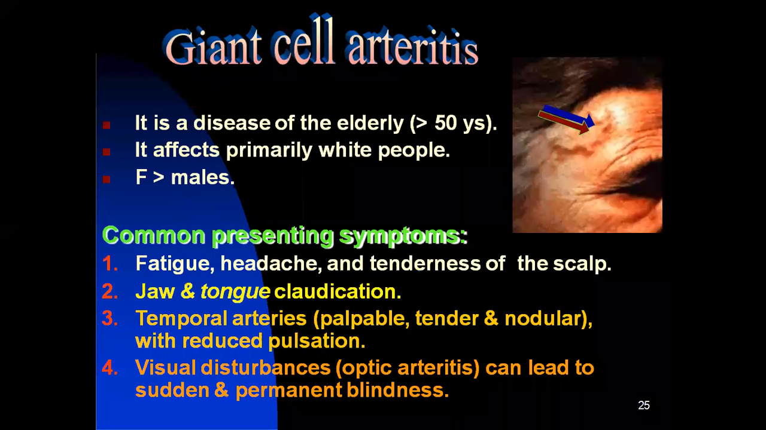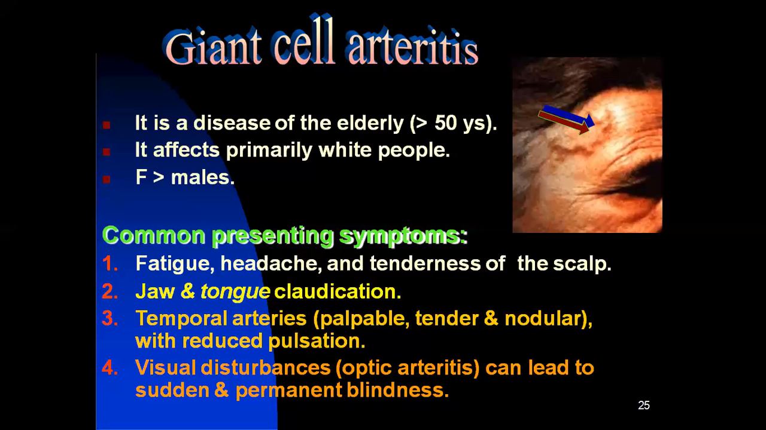So for the start, starting with the large vessel vasculitis, the very first one is giant cell arteritis. The diagram is suggestive of it, so you can have a closer look where the arrow is marking. This is a disease of elderly patients, the age of 50 and above. It primarily affects white people. And here, in the sex differentiation, females would be affected more as compared to males.